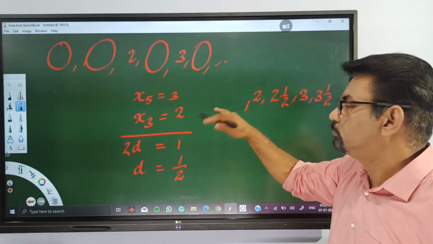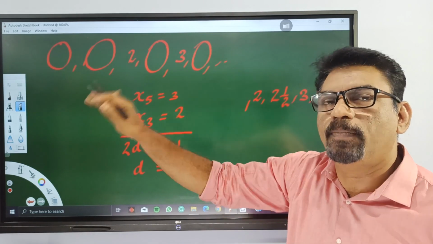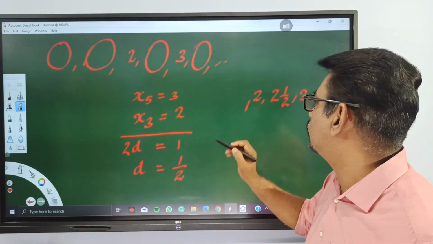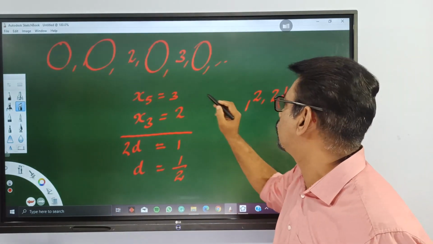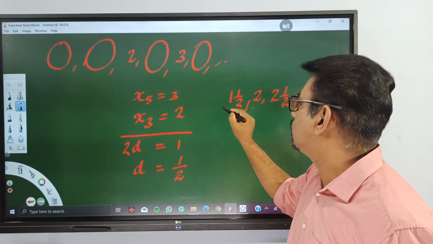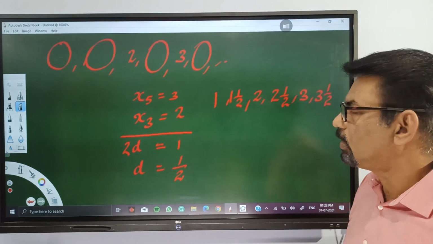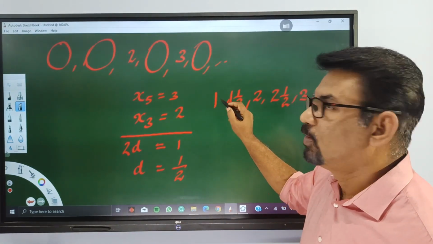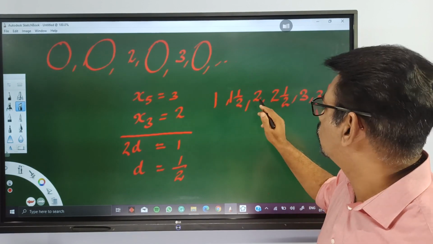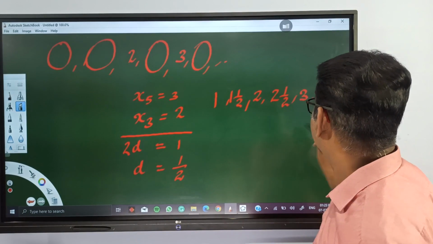Okay, then the term before 2. In order to get the preceding term, we have to move back, or subtract 1 by 2. Therefore, subtracting 1 by 2 from 2, we will get 1 and a half. And this term is 1 more half less than this, that's equal to 1. Therefore, the sequence is 1, 1 and a half, 2, 2 and a half, 3, 3 and a half, etc. Okay, this is the sequence.